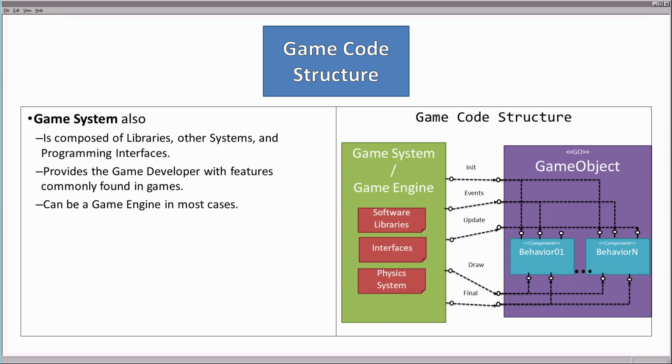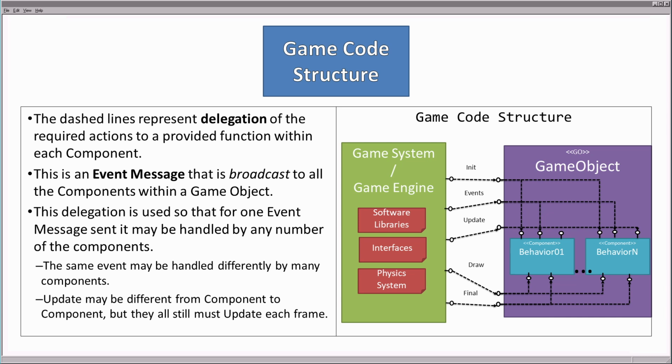In addition to the game loop pattern, the game system also is composed of libraries and other systems and programming interfaces. It provides the game developer with features commonly found in games, and can be considered to be the game engine in most cases. As we've mentioned, the dashed lines represent delegation of the required actions to provide functions within each component. Delegation meaning delivering an event message.